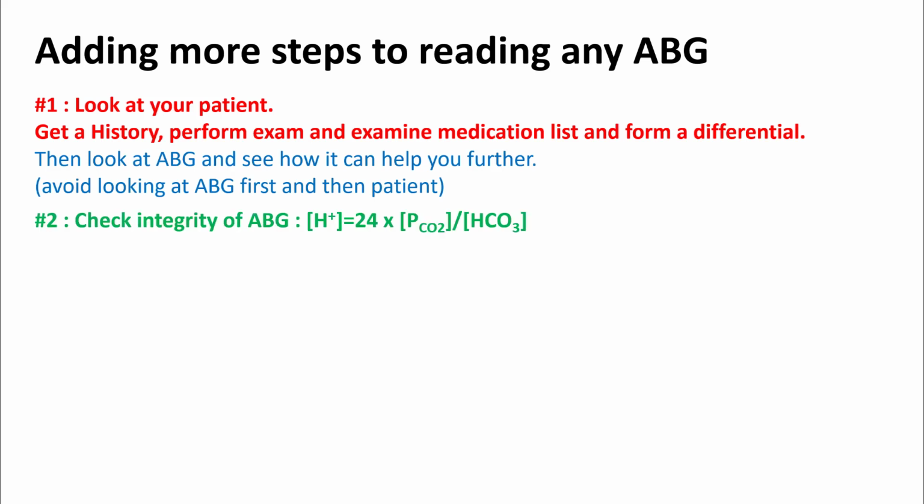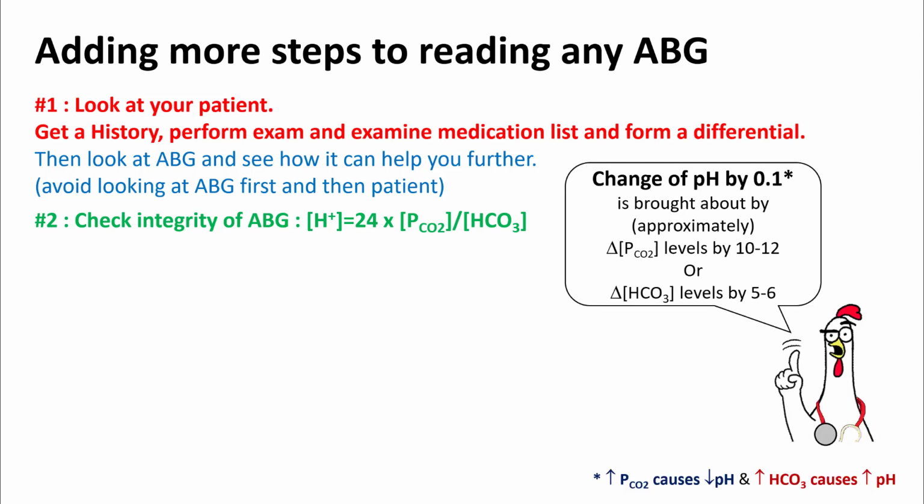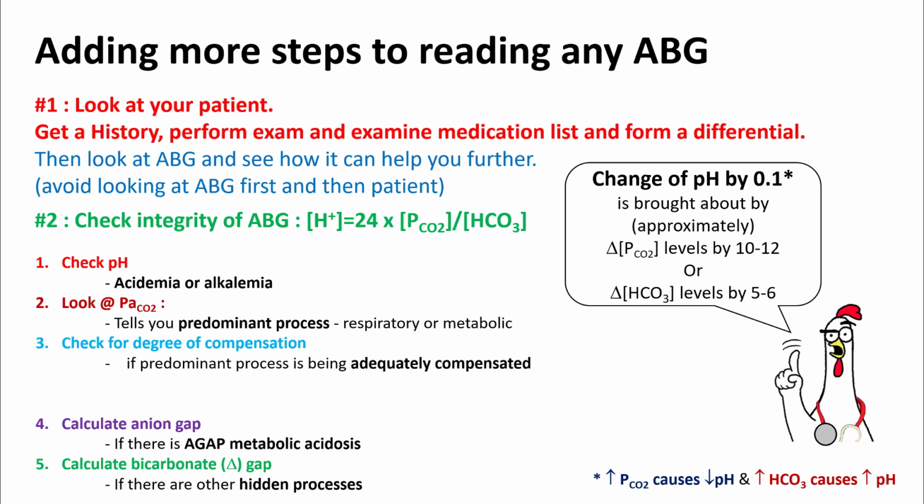Check the integrity of the ABG using the formula H plus equals 24 times PaCO2 divided by bicarb. You can also figure out the hydrogen ion concentration by subtracting the last two digits of your pH from 80. Understand that a change of pH by 0.1 is brought about by a change of PaCO2 by 10 to 12 or bicarb by 5 to 6. Then go ahead and perform all those 5 steps that we talked about previously.